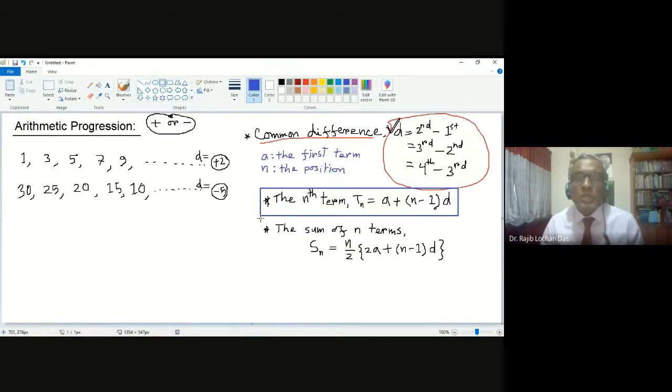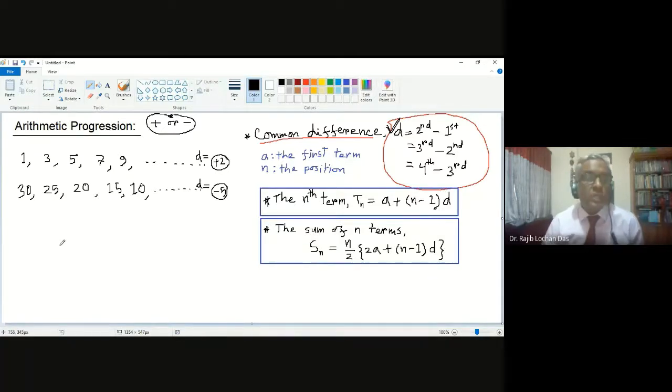And the second formula will give you the sum, that is summation, the added result. And the first formula will give you only one single number. Okay, be careful. The first formula will give you one single number in the sequence, and the second formula will give you the sum of numbers. Sum means addition.